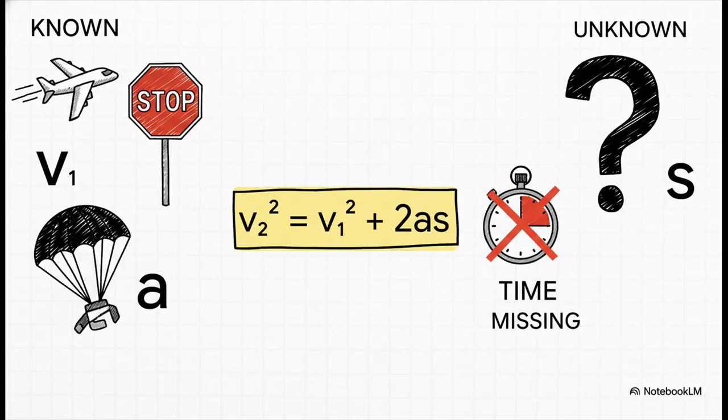All right, let's play detective. What do we know? We've got the initial velocity, v1, that's 100. We know the final velocity, v2, has to be 0 because the plane stops. And we have the acceleration, a, which is -5 since it's slowing down. So what are we trying to find? The distance or displacement, s. We look at our toolkit. Which equation has all of those variables but doesn't have time in it? It's that last one on our list.